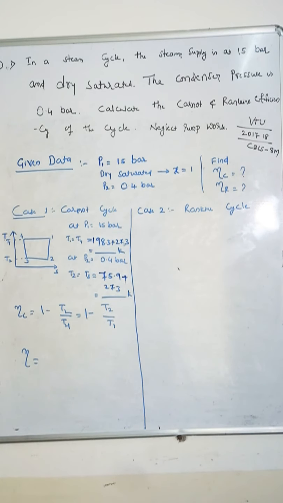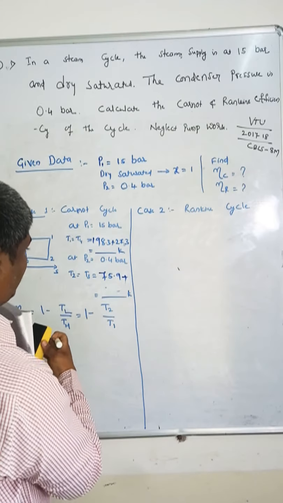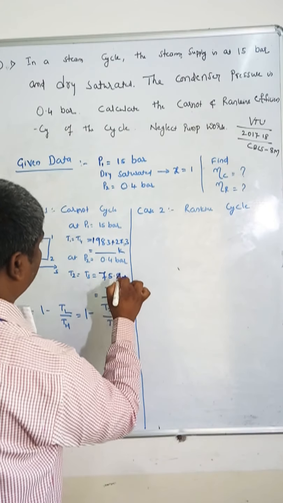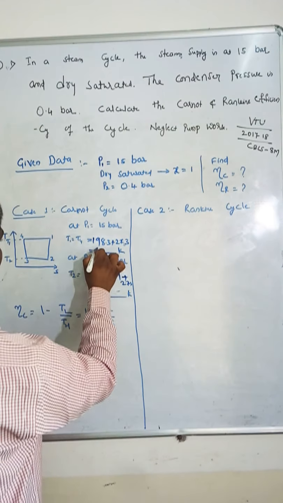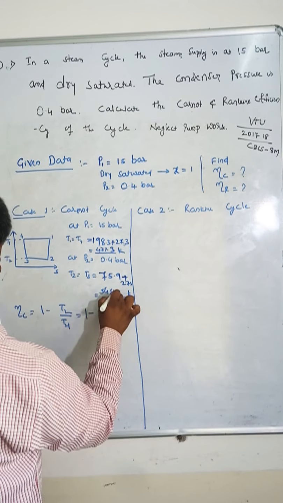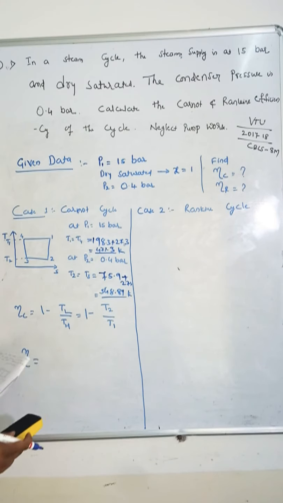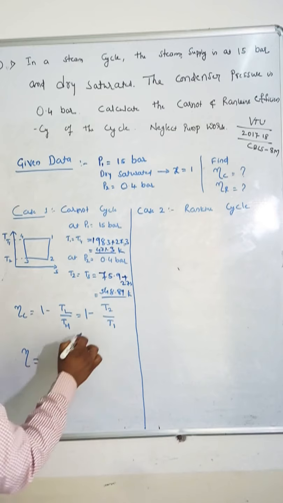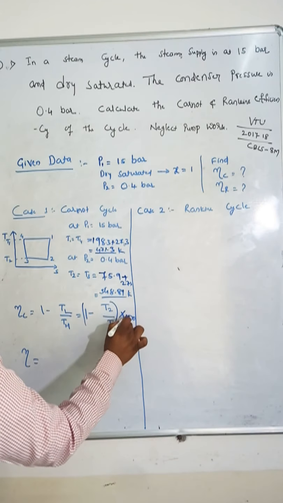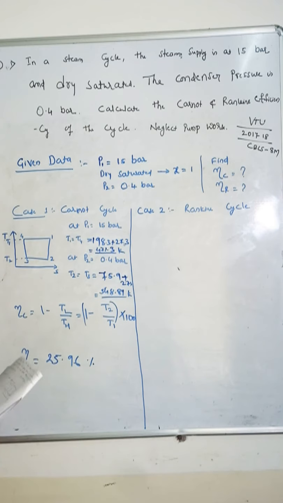So what are the values? If you substitute, you might have already got the values. How much did you get? Plus 273. So 198.3 plus 273 is 471.3, and here it is 348.89. So substitute in this equation. Here, multiplying by 100 you will directly get the percentage. How much is it? 25.96%. Right.